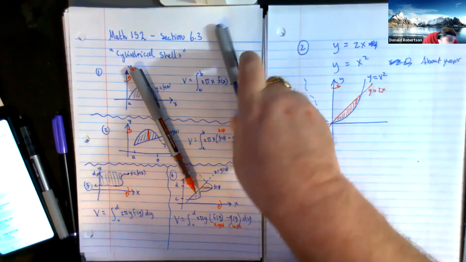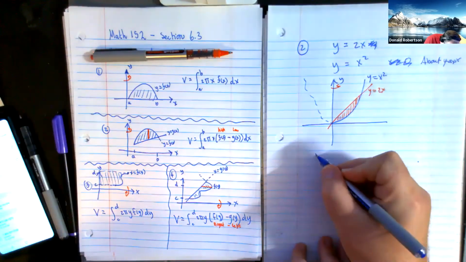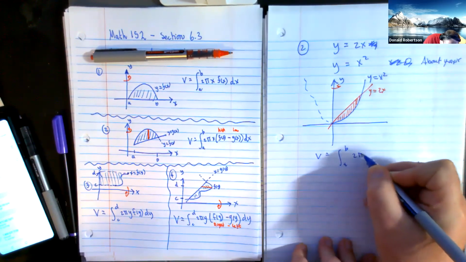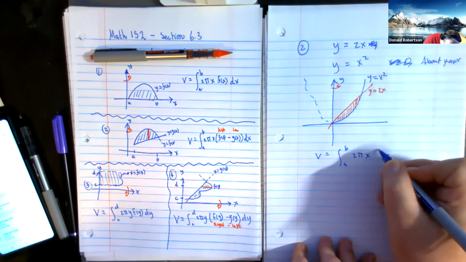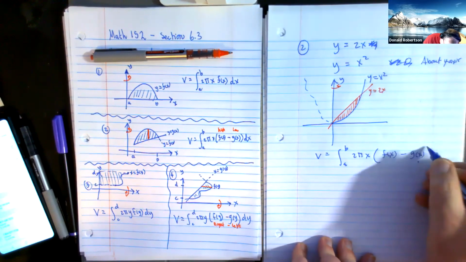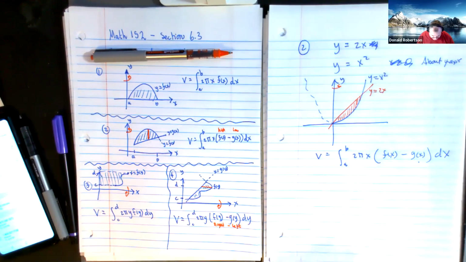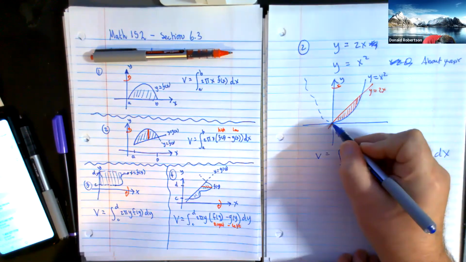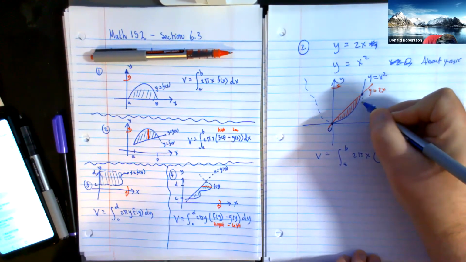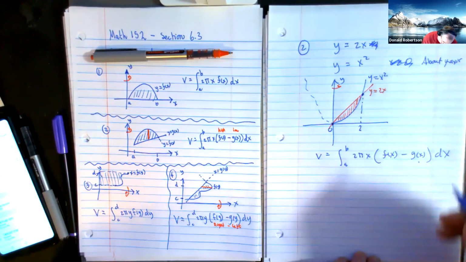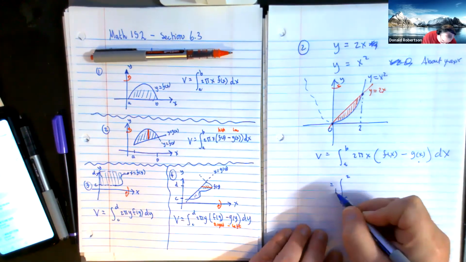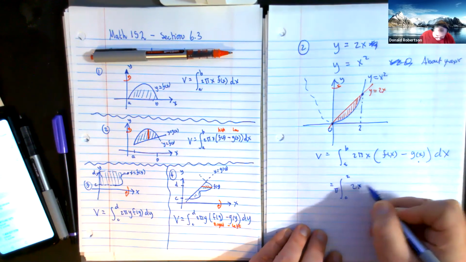Now, if I want to find what this looks like when it's rotated about the y-axis, the general formula is the integral from a to b, 2 pi x, then in brackets f of x take away g of x dx. Well, I can pretty much tell you that guy's 0. If you use Desmos, you can find out that guy's 2. So that's me got the start and finish. Stick the pi outside. I've got 2x.